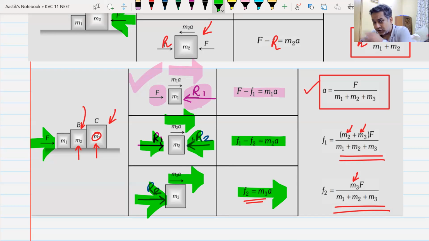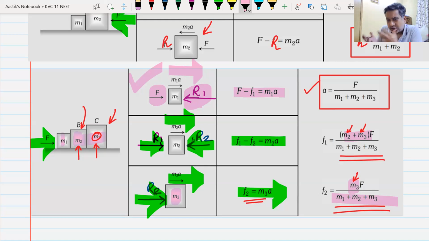Now I'm just telling you what results you get, because even if you get these three equations, to get the value of F1 and F2 you will have to do more calculations. So I'm just telling you the shortest way of doing this. To find the force on the last block, M3, you divide the last block by all the three blocks. To find the force between this block and this block, you take the last two blocks and divide by all the three blocks. Got this?